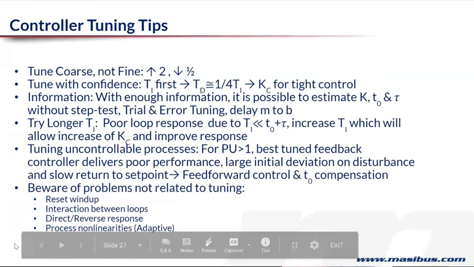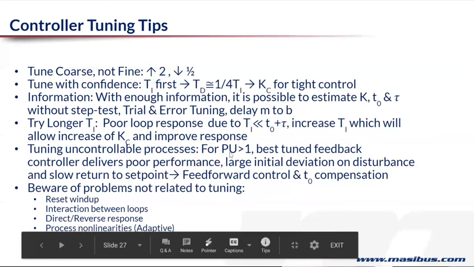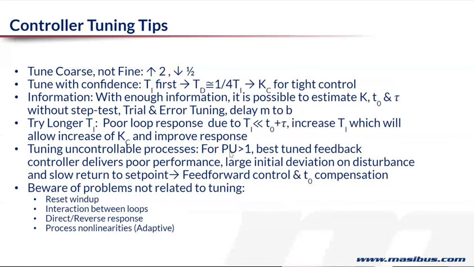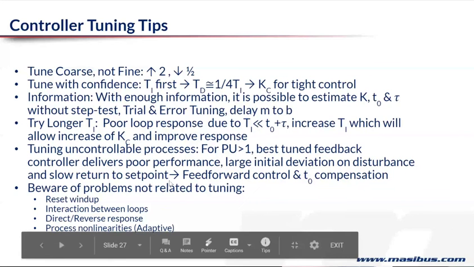When this PU, that means the dead time to the time constant of the process, is more than 1, then you have to be resigned to the fact that it is an uncontrollable process, and with a simple PID you will not get the best performance. You will see some large deviations on disturbance and a very slow return to set point.